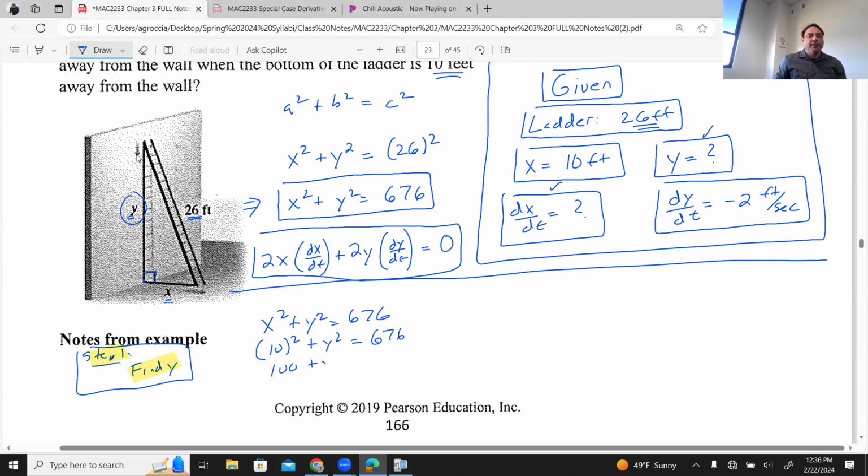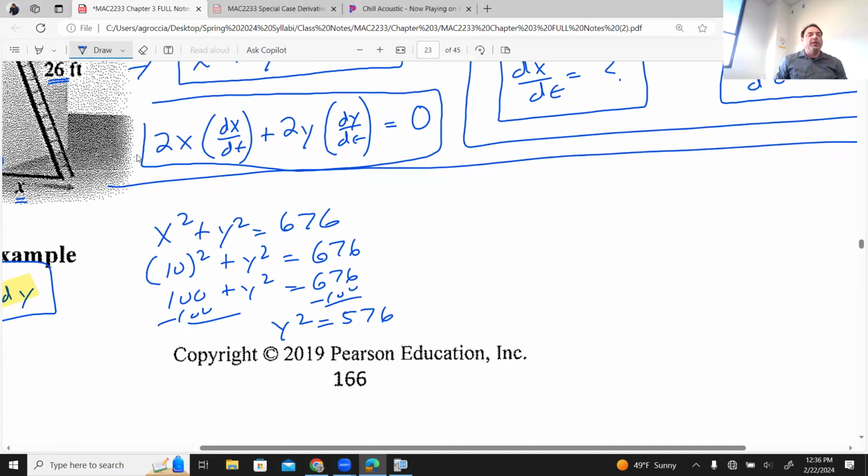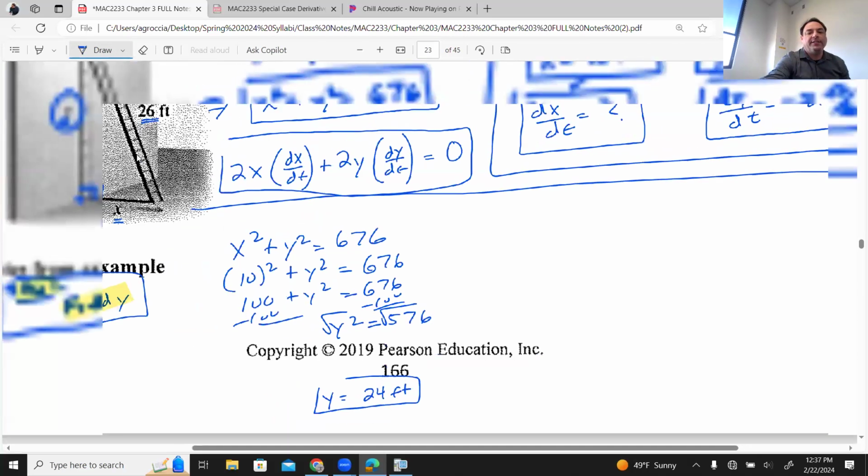10 squared is 100. 100 plus y squared equals 676. Subtract 100. y squared equals 576. Do I want y squared or y? So what do we do? Square root. Please keep in mind, you actually do get two answers, a negative and a positive. But we're talking about a distance. Can distance ever be negative? Nope. So we're going to stick with the positive one. The square root of 576 is 24. So you just found out that y is 24.